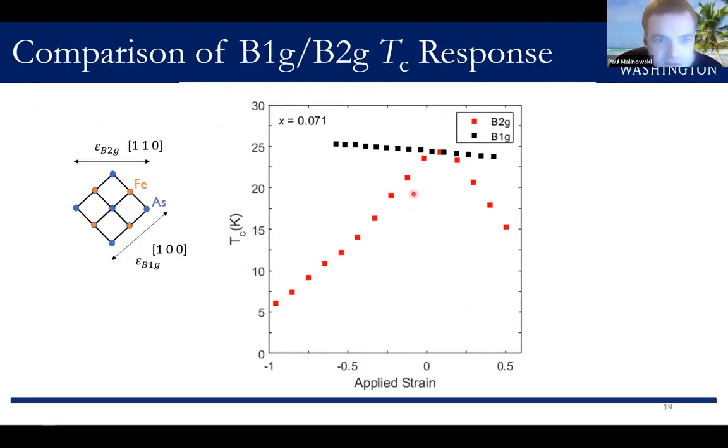Yes, you're definitely correct in that symmetry also allows the square of A1G. So here's the B1G measurement, and the effect is much smaller there, and it's essentially linear. So you're exactly right that this type of measurement is required to conclusively show that is the case. And yeah, here's the data.